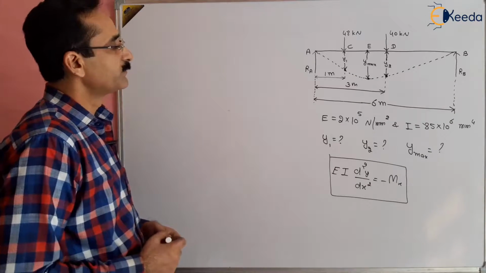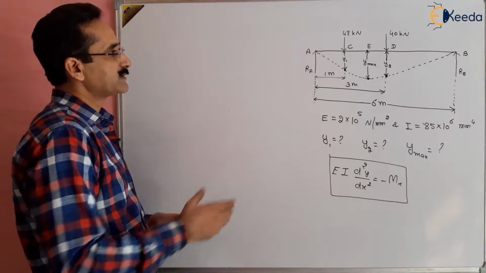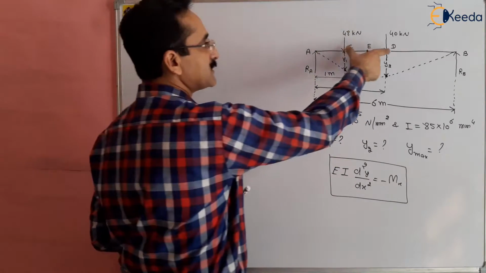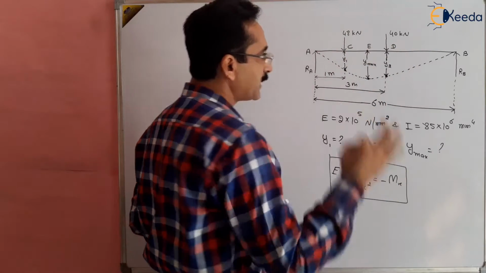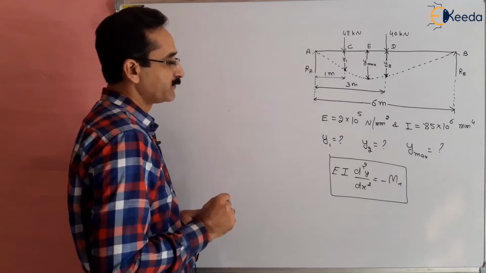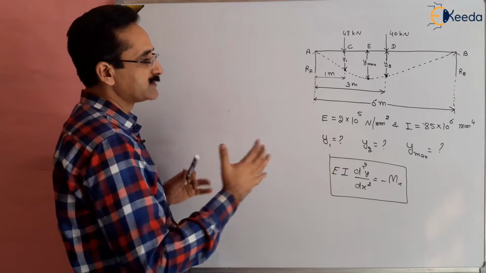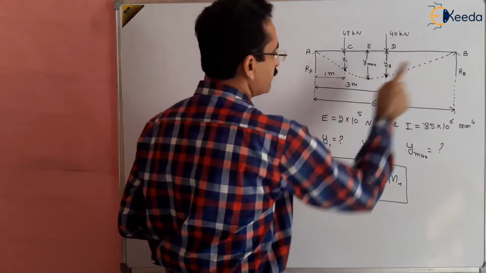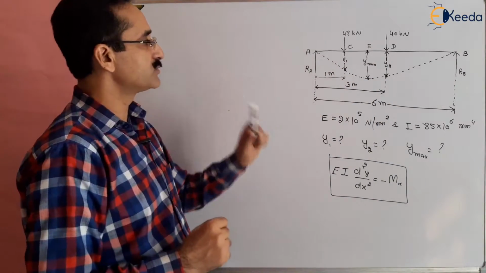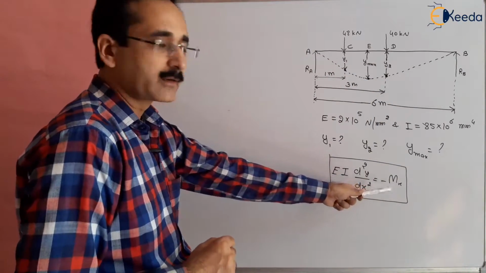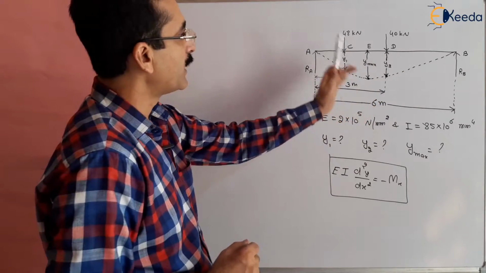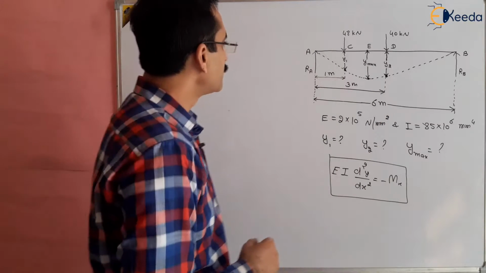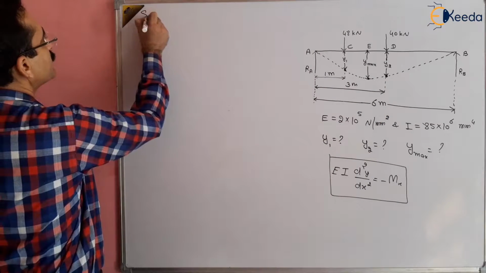So how should we proceed? First we have to take the section x between A and C, then between C and D, and then between D and B. Three times we have to take the section x. Although we will combine these things, before that we want RA and RB. What is the reaction at A and B? Because it will be used: when we find the moment, the moment of RA will be required if you are taking the left side. So how to find RA and RB? Let us solve this question.